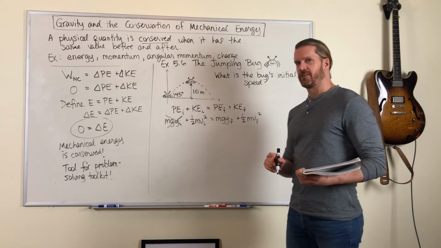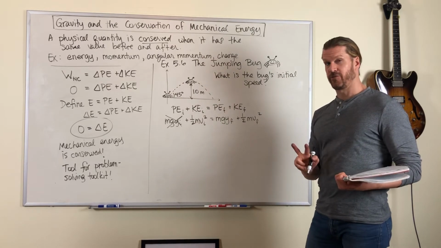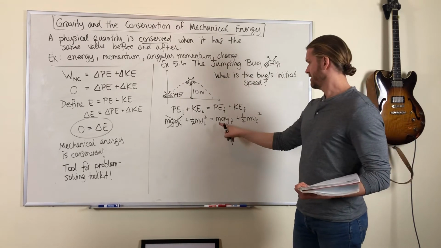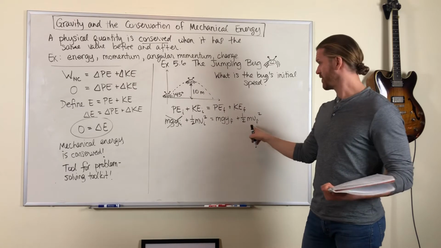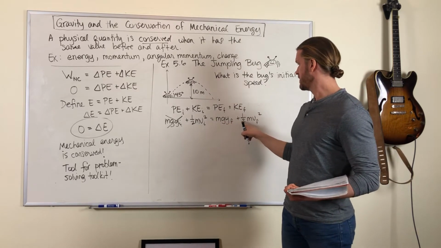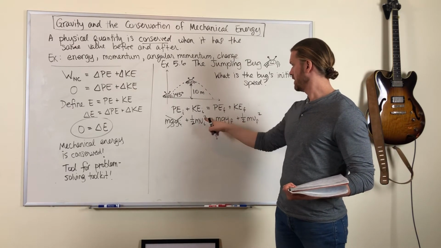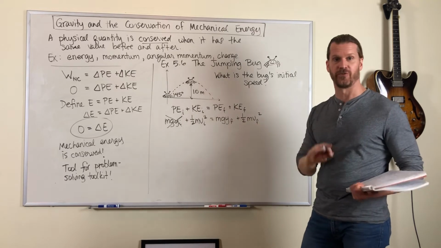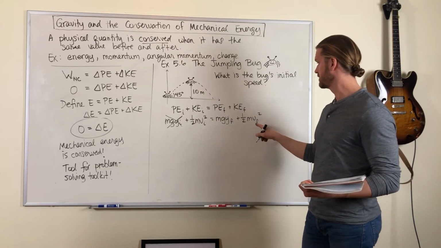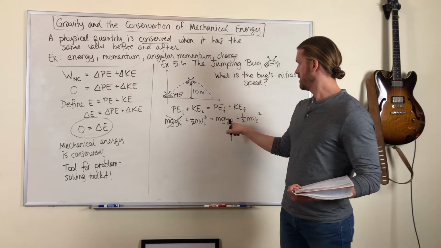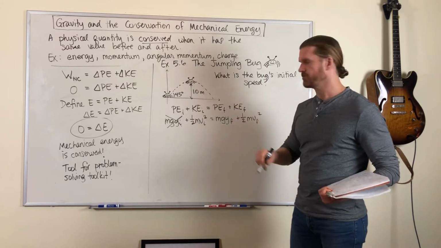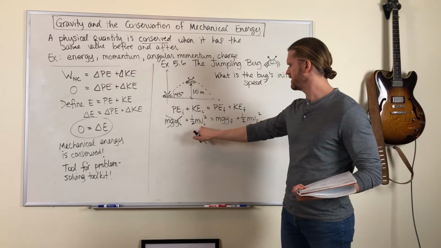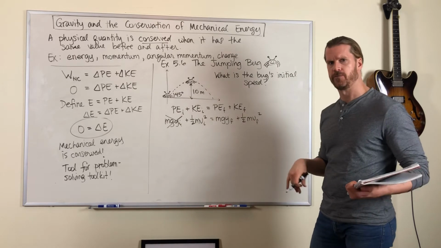Now it looks like we have one equation with 2 unknowns. So if you look at all the stuff in this equation, we can cross all the m's out, so it doesn't matter that we don't know m. And we know y final, that's 1 meter. But we don't know v initial and we don't know v final.